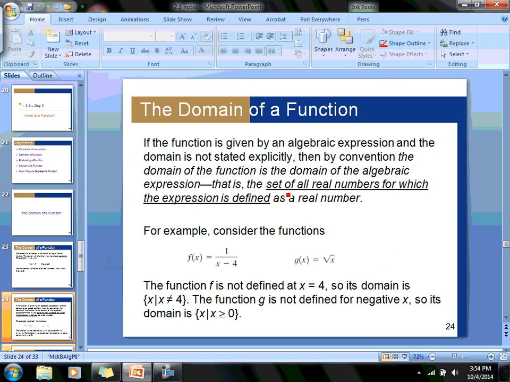In other words, the set of all real numbers for which the expression is defined is going to be your domain. So for this function, the value that we could not have in our domain is 4. So the domain would be every number, every x value, except for 4. And for this other function, g of x equals the square root of x, its domain would be everything greater than or equal to 0, because you can't have a square root of a negative number.